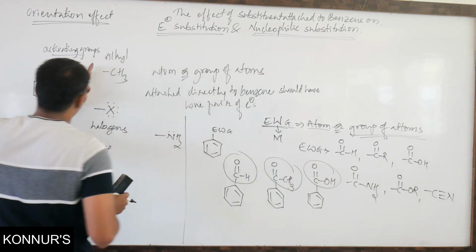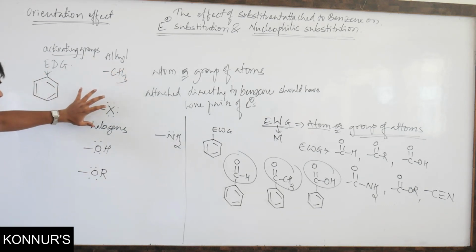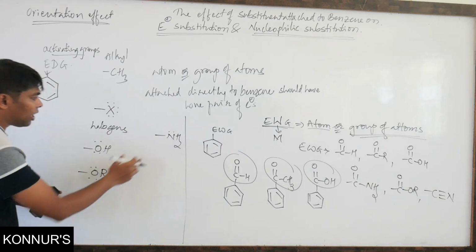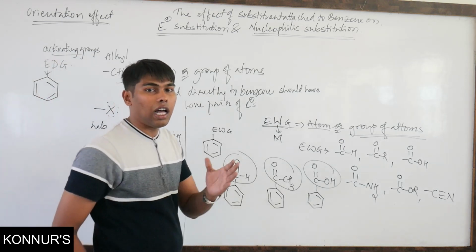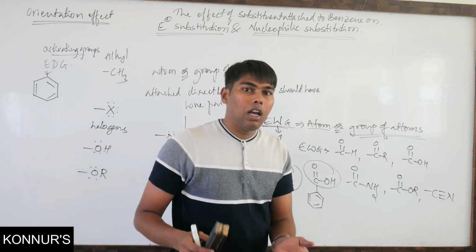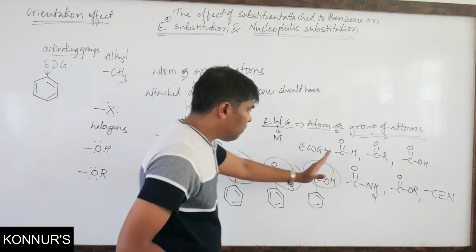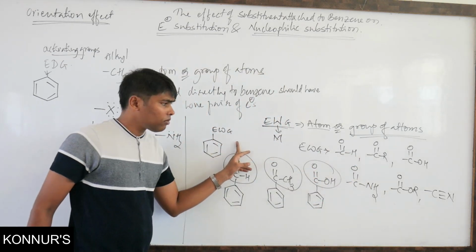If you look into the electron donating groups, there come the alkyl groups and halogens, even the hydroxyl groups like that. You can take the NH2 group also, that is an amine, a primary amine group attached to the benzene. They are called primary aromatic amines. Okay, so these stay as electron withdrawing groups.